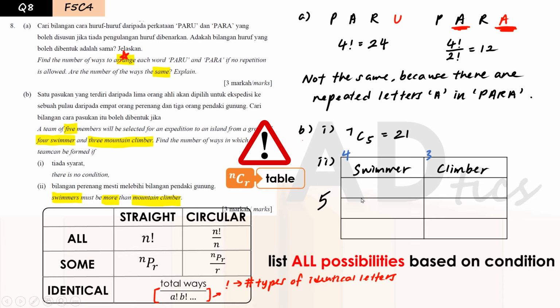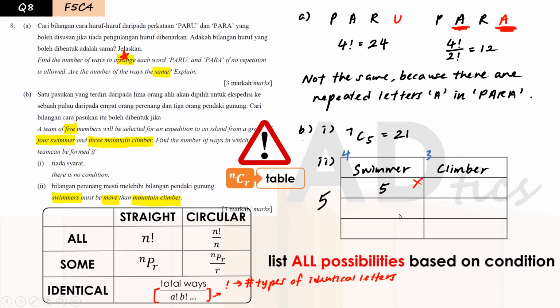To start off, let us start with the most extreme case. Let us assume that all of the members here are the swimmers. So let's say we have 5 swimmers. But is this possible? The answer is no, because we only have 4 swimmers. So we need to reject this possibility.